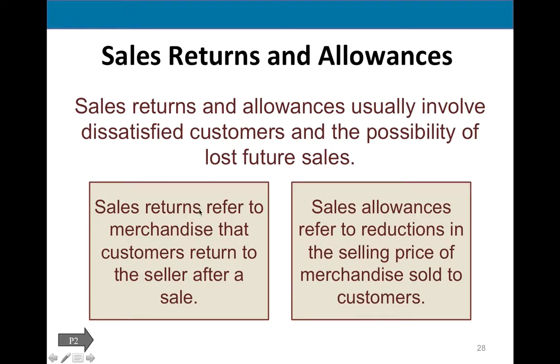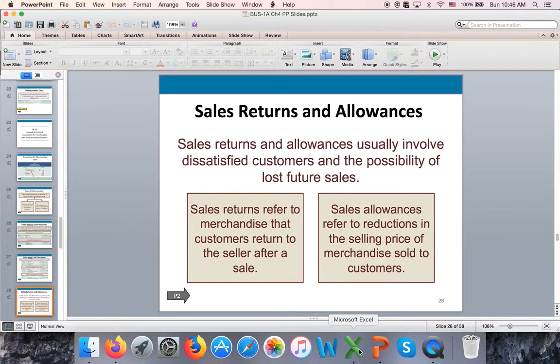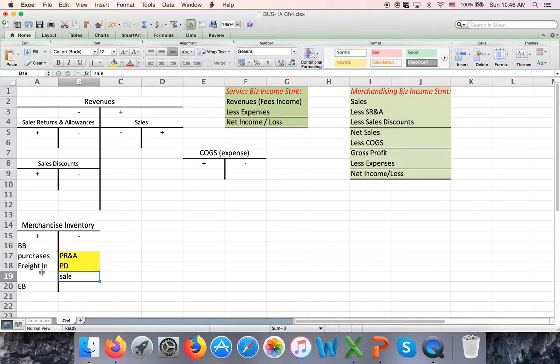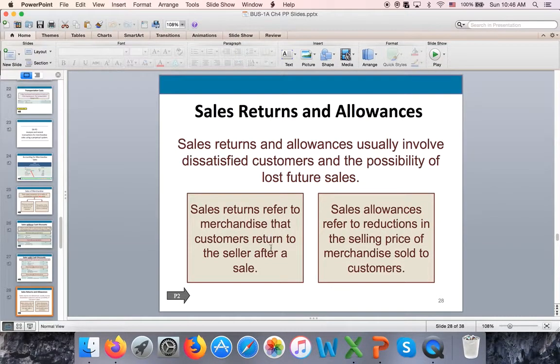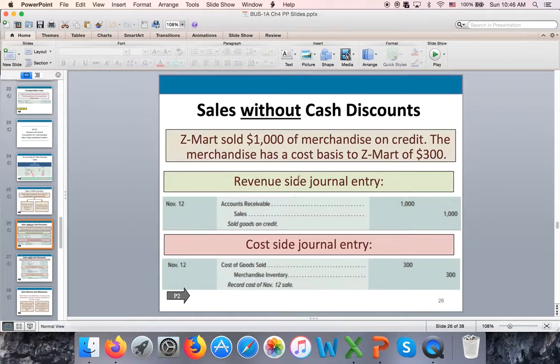So returns means the customer physically sends me back the parts, so I put them back in my inventory. So when we receive sales returns, the customer physically ships it back, so I have to debit merchandise inventory. So guys, if it's a return, all I'm going to do is reverse both of these transactions. I'm going to flip them over.